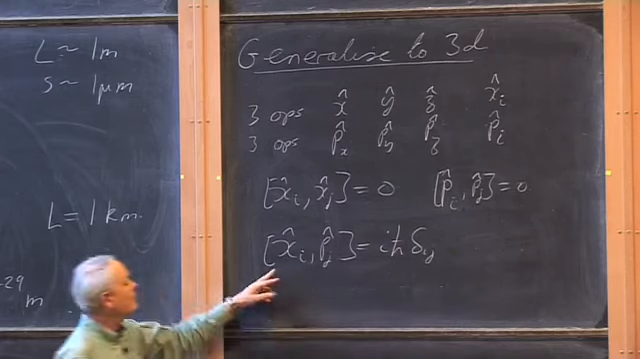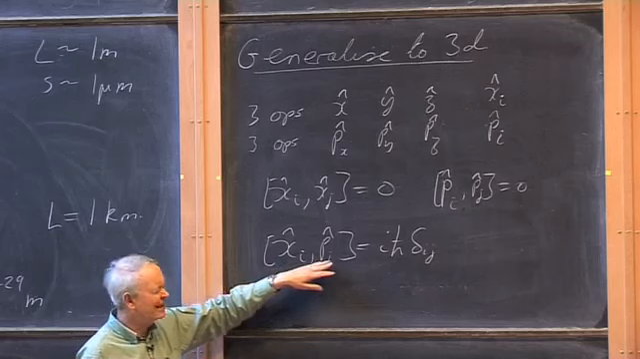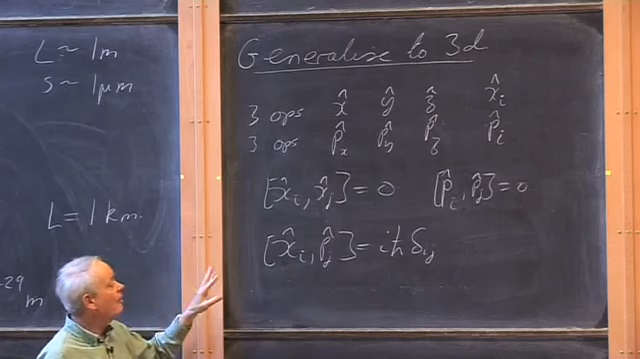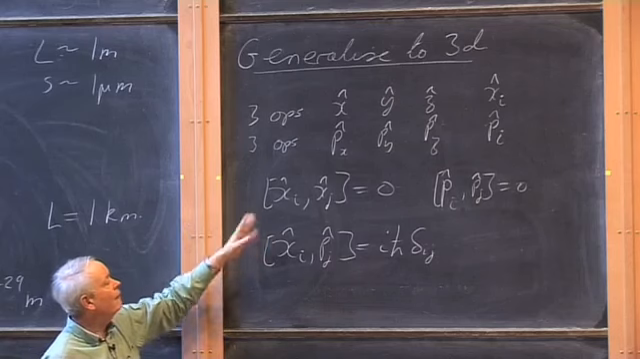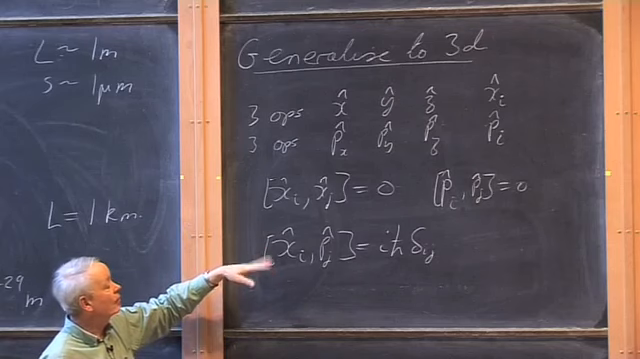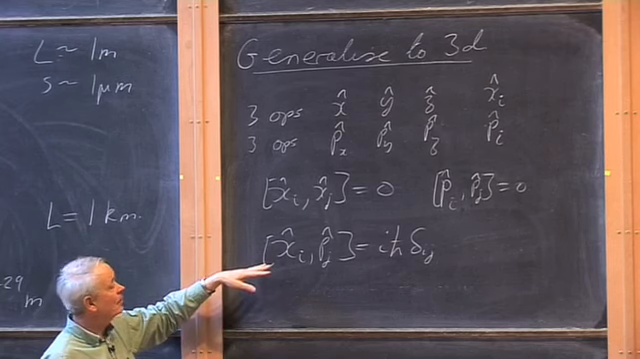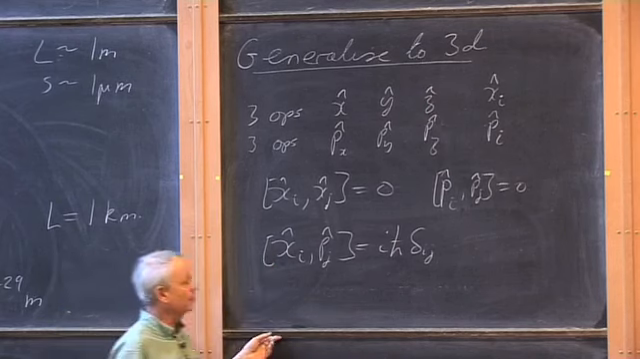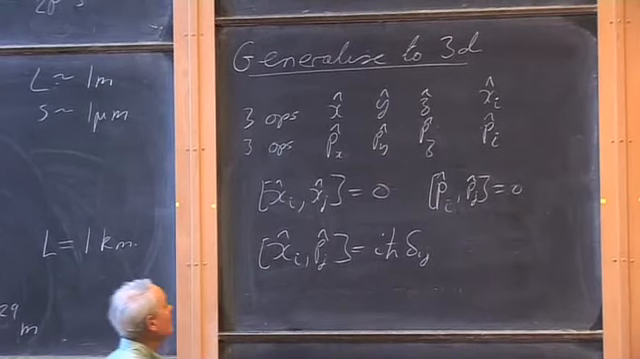So it is possible to know the x position and the y momentum, but it's not possible to know the x position and the x momentum. So each operator commutes with 4 of the remaining 5 operators, but it does not commute with its own momentum. So that's the generalization there. What else do we have to say?